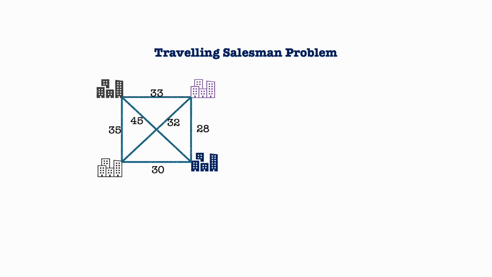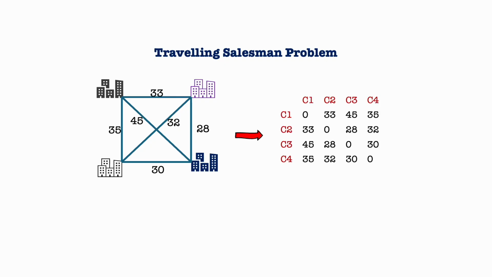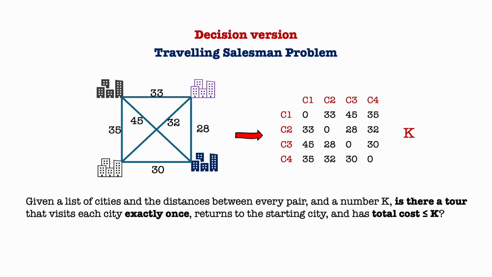Let us try to understand this with the example of the traveling salesman problem, where we aim to find a route with the minimum cost. Traveling salesman problem can be represented using adjacency matrix. The traveling salesman problem can be converted into a decision problem by introducing a cost bound k and asking the question, given a list of cities and the distances between every pair and a number k, is there a tour that visits each city exactly once, returns to the starting city, and has a total cost less than or equal to k?